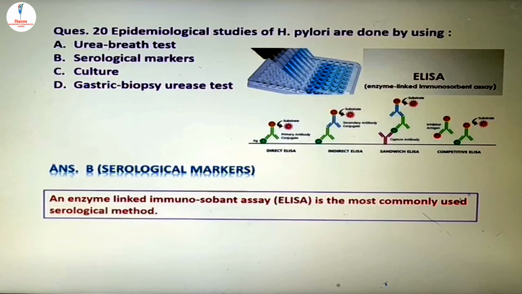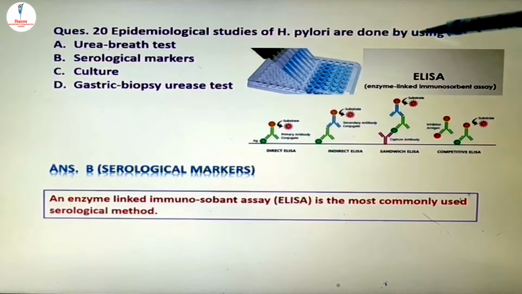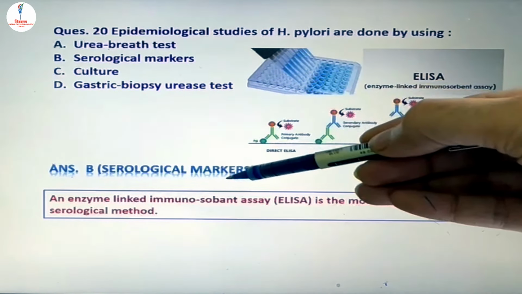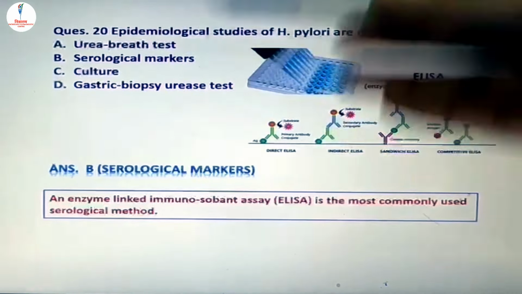That is why we can't use the urease test or the biopsy; we have to use a serum test, which can be done in a very large area in a small span of time by performing ELISA. So ELISA is a serological test, and epidemiological studies of H. pylori are done by using serological markers or ELISA.